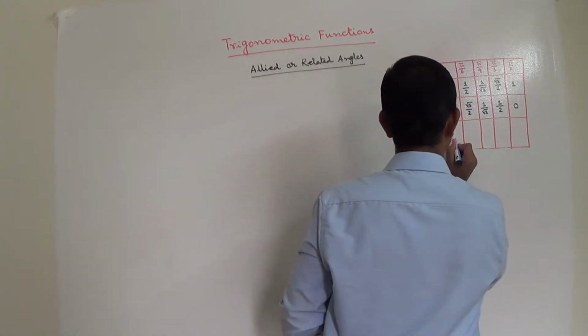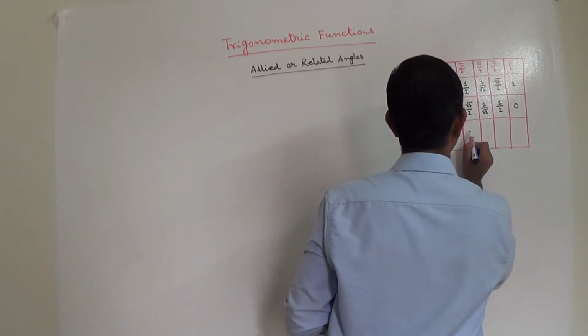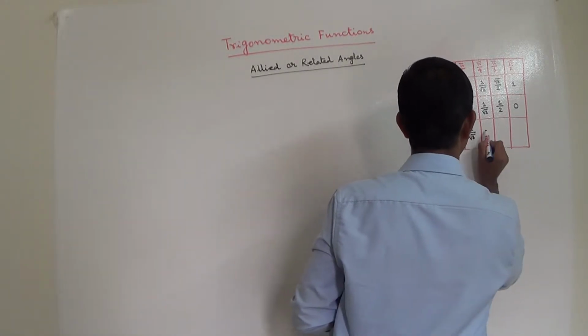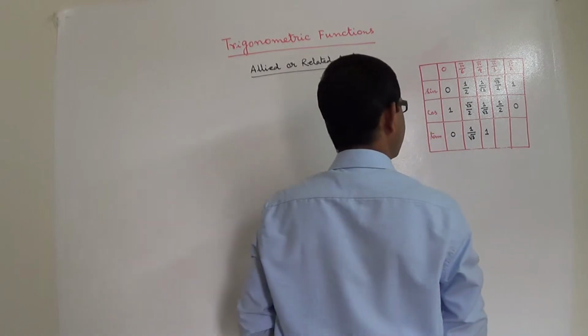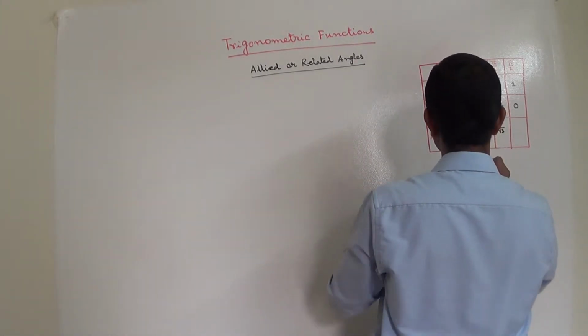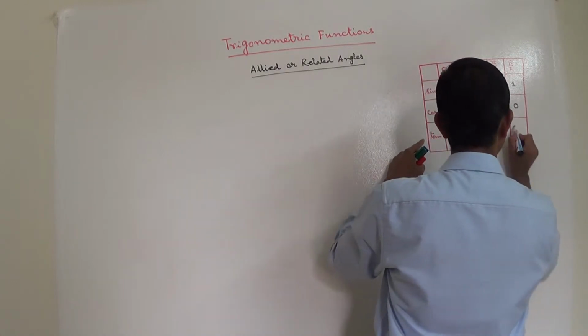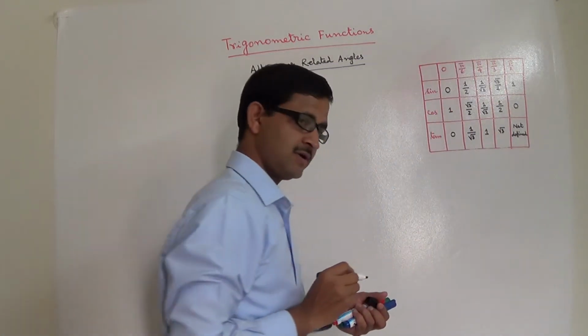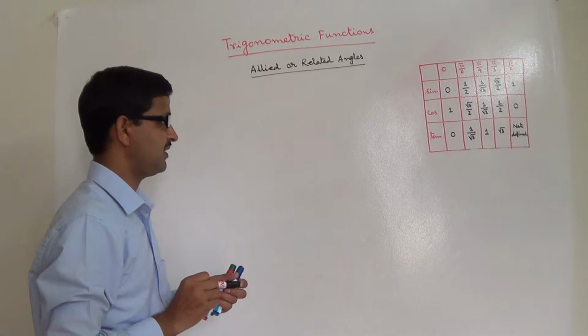Tan 0 is 0. Tan pi by 6 is 1 by root 3. Tan pi by 4 is 1. Tan pi by 3 is root 3. And tan pi by 2 is not defined. Correct? This is one thing.